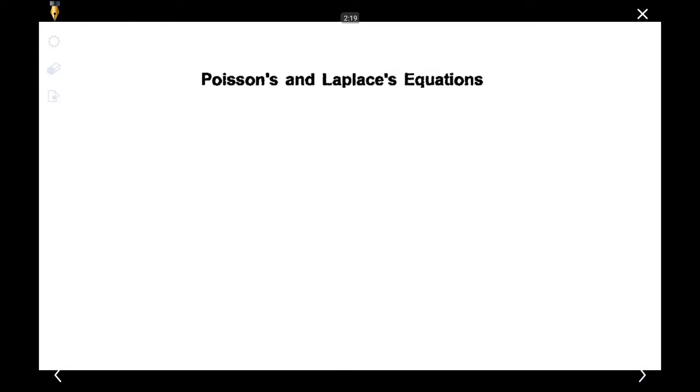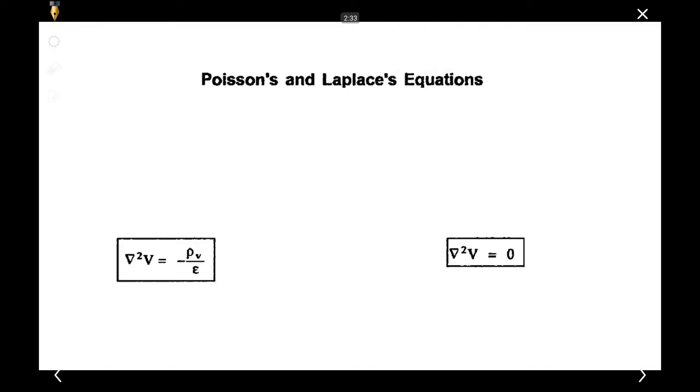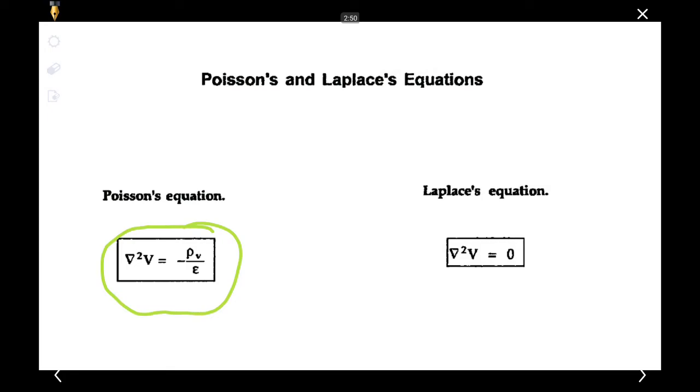When we are going to use the Laplace equation, we have to recall Poisson's and Laplace equations. I think you remember them, so find out which is Laplace and which is Poisson. As you all remember, the first equation, del square V is equal to minus rho V by epsilon, is Poisson's equation, and the second equation, del square V is equal to 0, is our Laplace equation.